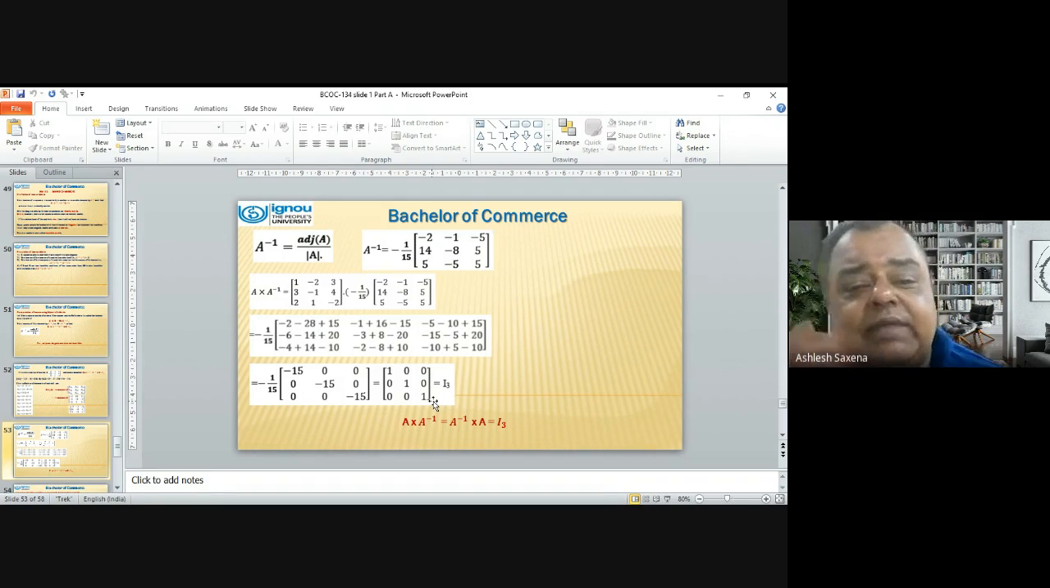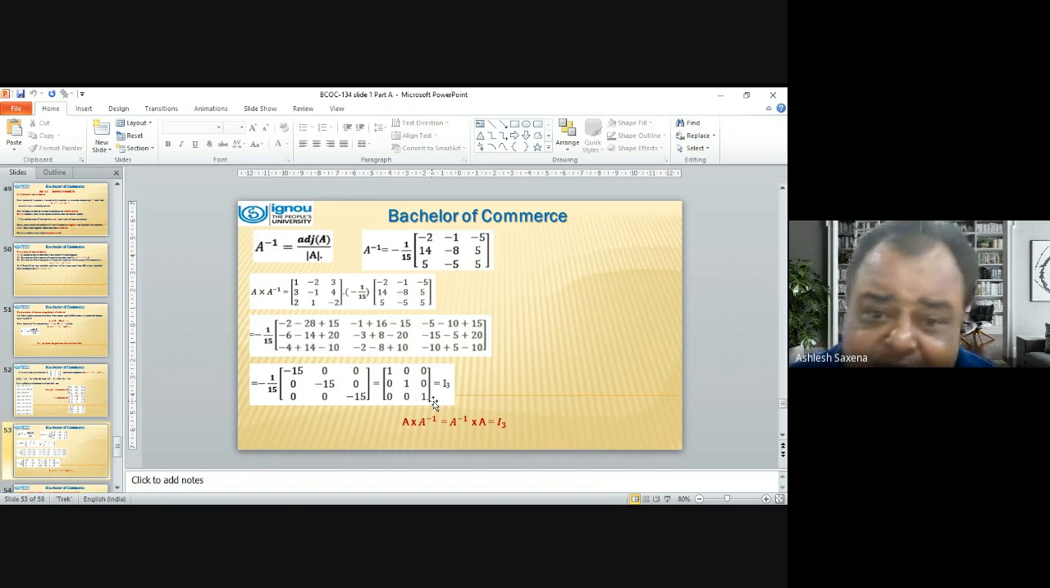This A into A inverse has been done by me. You are requested to calculate A inverse into A. That means you will be placing this first and this over here, and see whether you get the same answer or not.